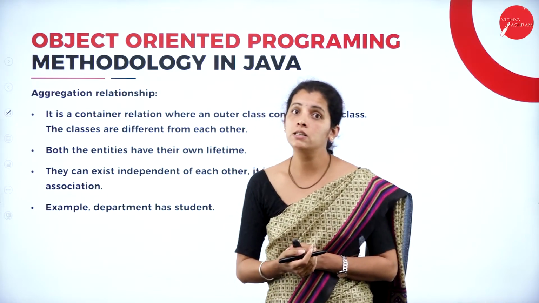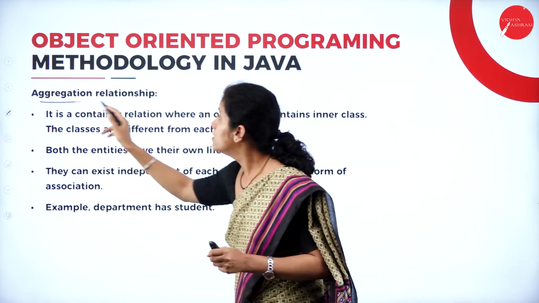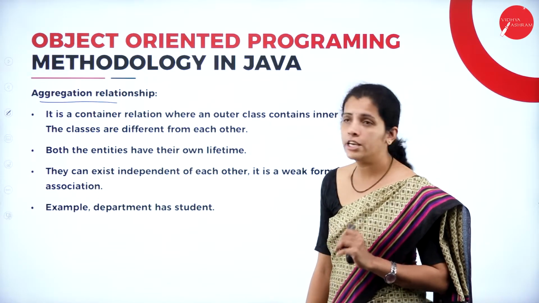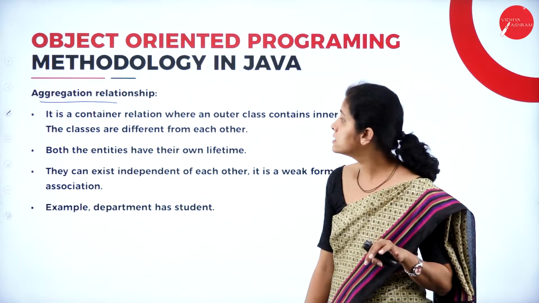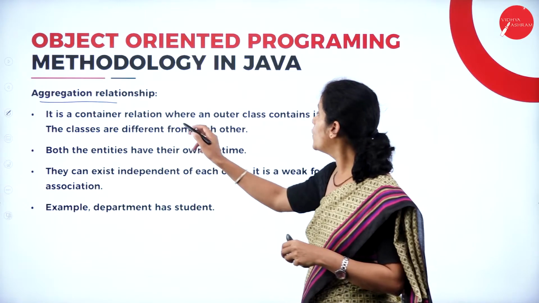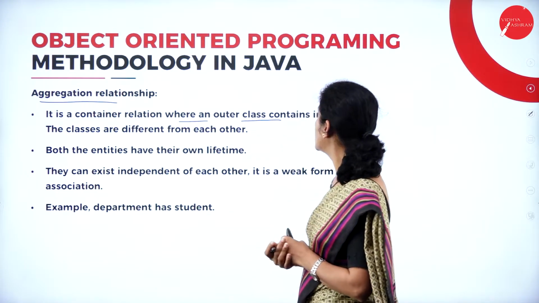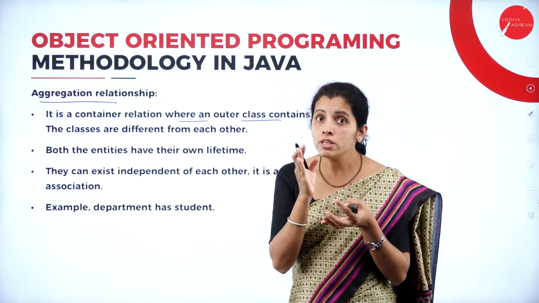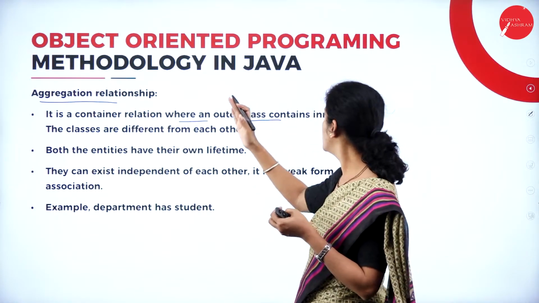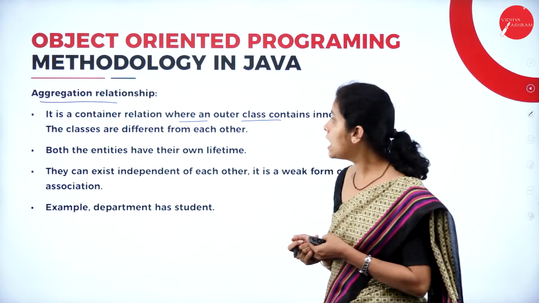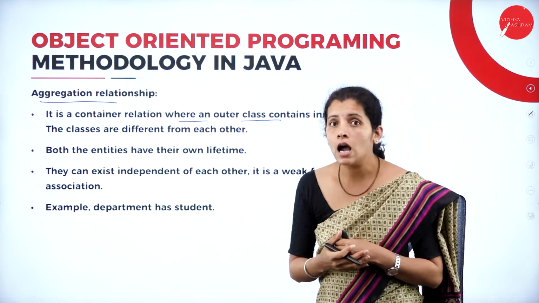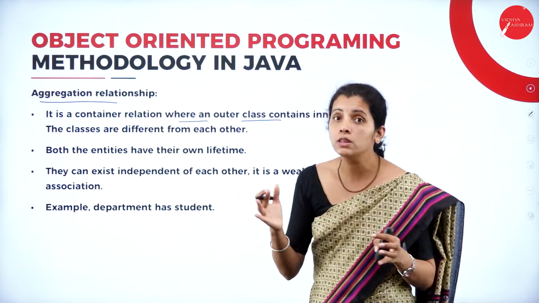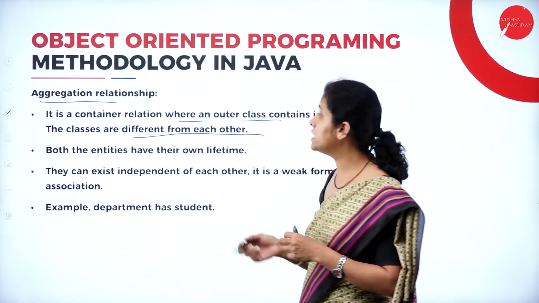Now let me consider another methodology, that is aggregation relationship. So what is aggregation? It is a container relationship where an outer class contains an inner class. So once again, it is mainly dealing with the association relationship between the outer class as well as the inner class, and both the classes differ from each other. So one is the inner class and one is the outer class, and both the classes differ from each other.